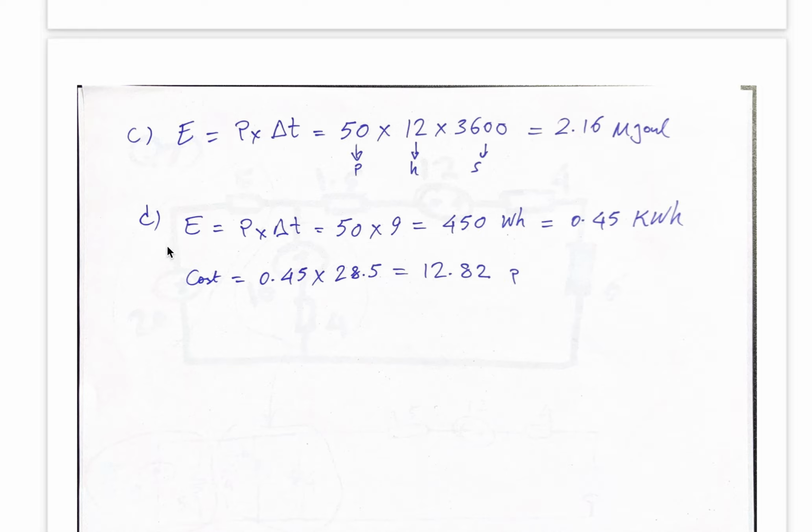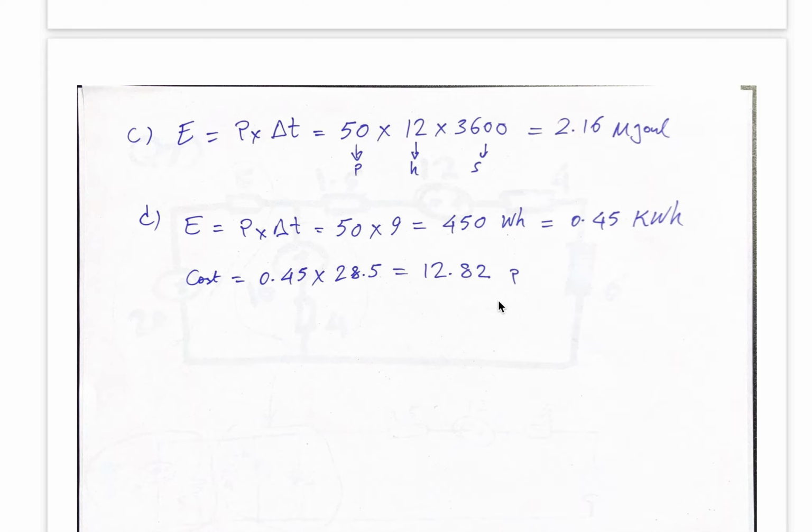So these are the two key points. Now let's see how to calculate. So energy equals P times delta T again. P is 50 watt and delta T is 9 hours, which gives you 450 watt hour. But this is watt hour. I need it in kilowatt hour. But if you know how to answer question number 1, conversion of the scales of units of measurements, you can convert this to kilowatt hour. You just need to divide this by 1000. So 450 divided by 1000 is 0.45 kilowatt hour.